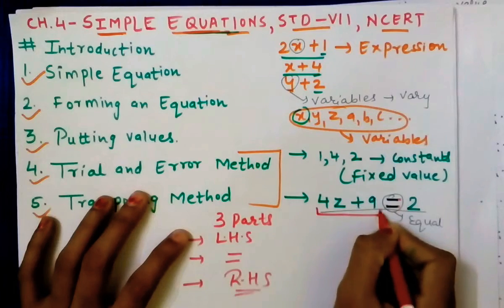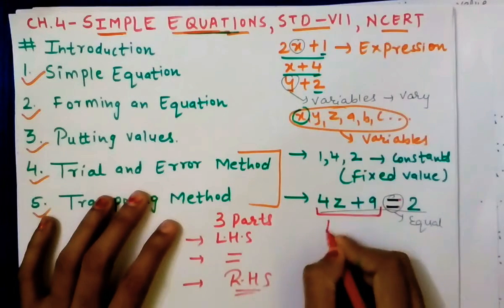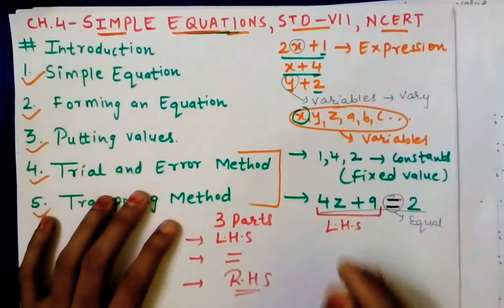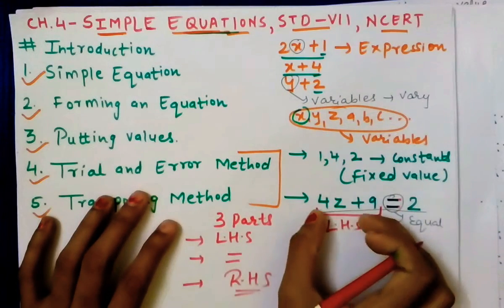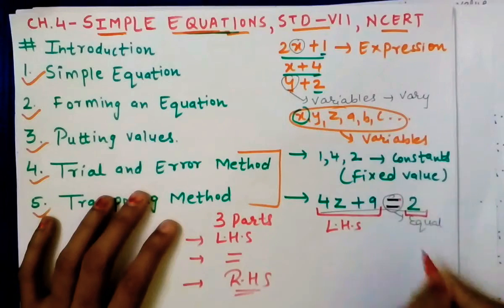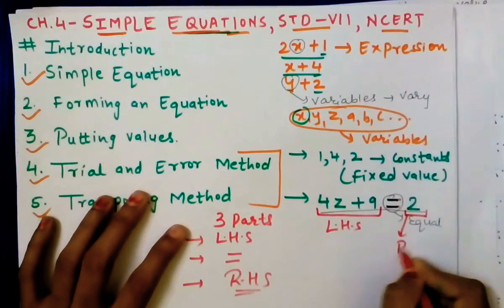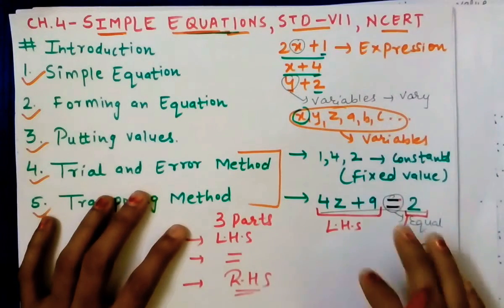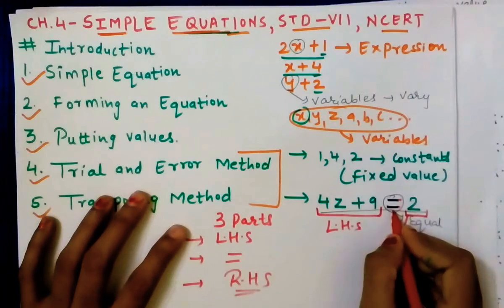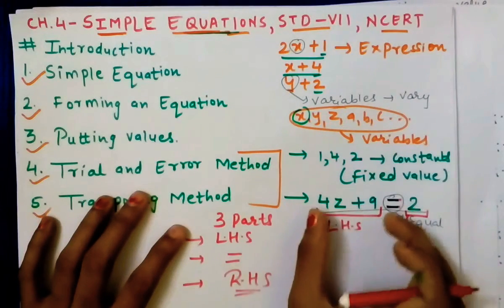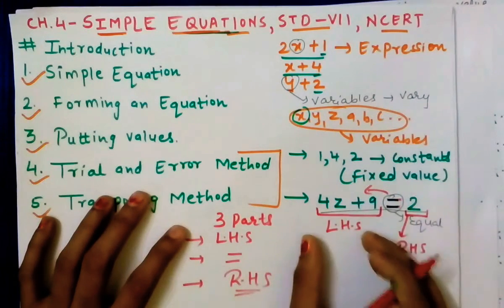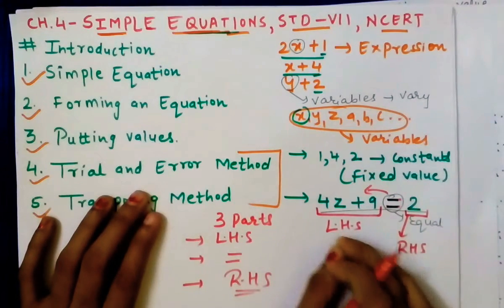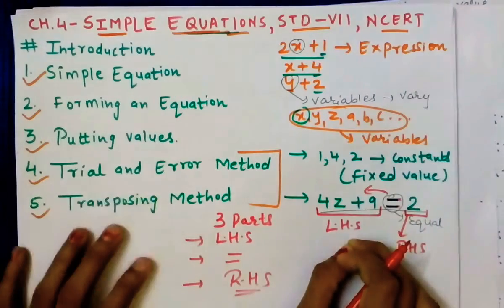So this whole part, 4z plus 9, is your LHS because it is on the left side of this equal to sign. And this 2, this part is called RHS because it is on the right side of the equal to sign. So the part which is on the left side of the equal to sign is called LHS, left hand side. This is the full form of LHS.